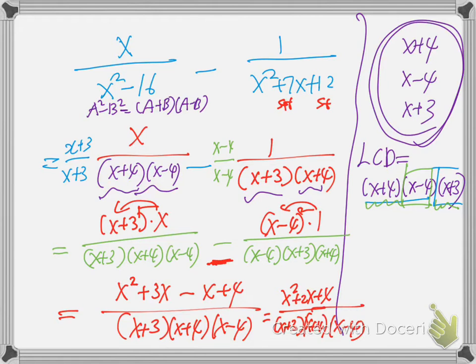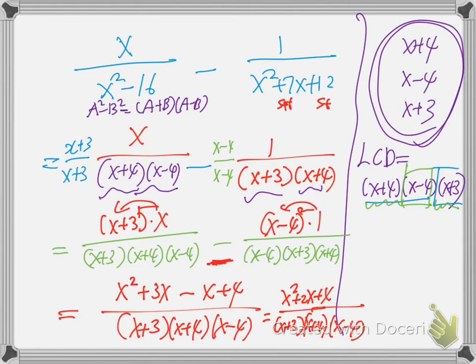So to find the LCD, we have to consider all the linear factors in the denominators, and then put them together. Multiply all different factors together.